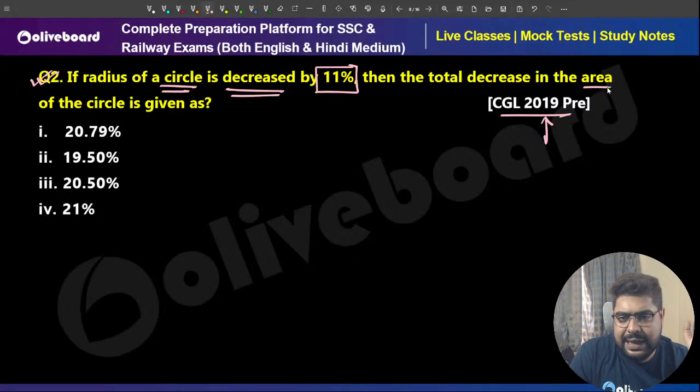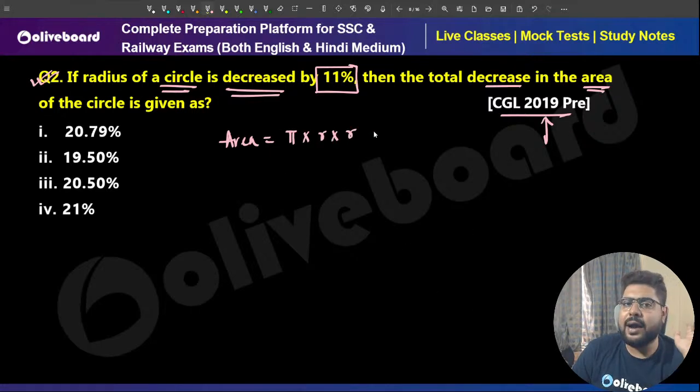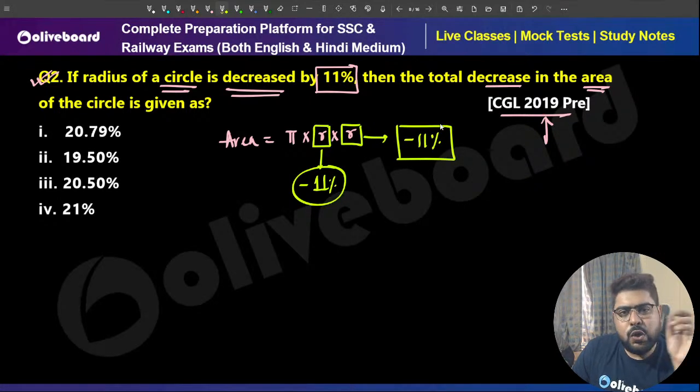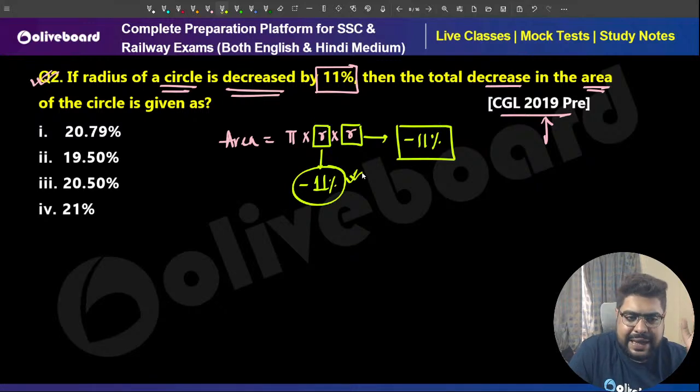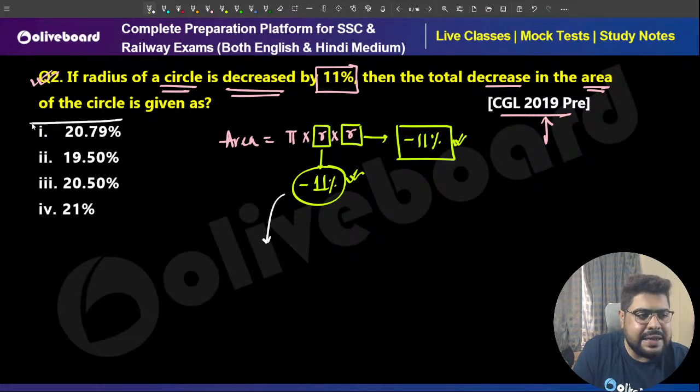Sir, area, and they are asking about the decrease in area. Sir, what is the formula for the area of a circle? Sir, it is pi times r square, meaning, sir, pi times r into r. You simply think like this, sir, this r, we have reduced it by 11% according to the question. And so there is another r, sir, which we also have reduced by 11%. So there are 11% decrements. So that means again I can say AB theorem is applicable. So we can do the similar calculations here, and we will get the exact similar answer.